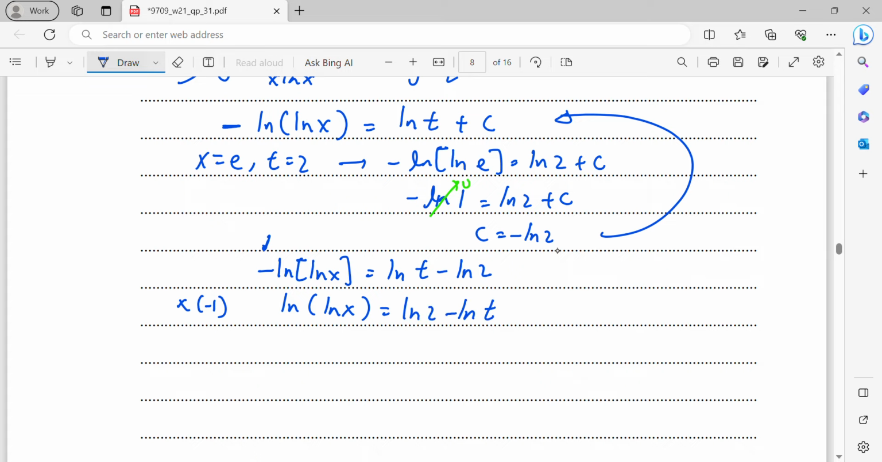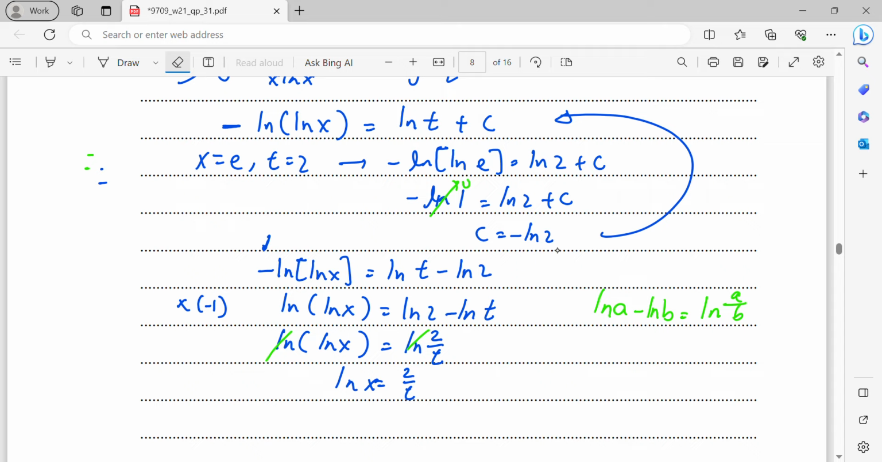And then I will group those two ln terms on the right side by using ln A minus ln B is ln A over B. So here it is going to be ln 2 over t. This is ln of ln x. Since you have one ln on both sides, I can cancel off. That means I'm getting ln x is 2 over t.